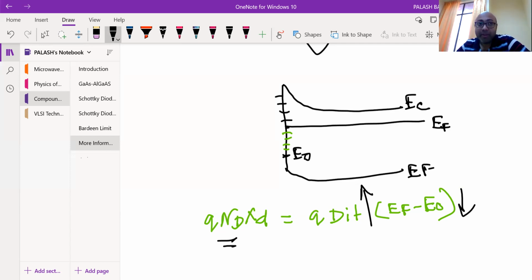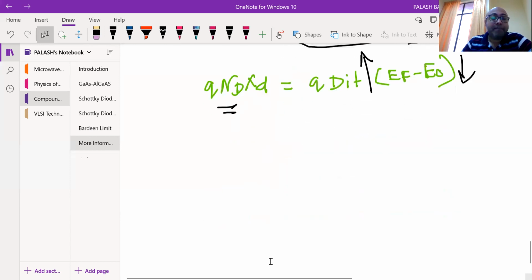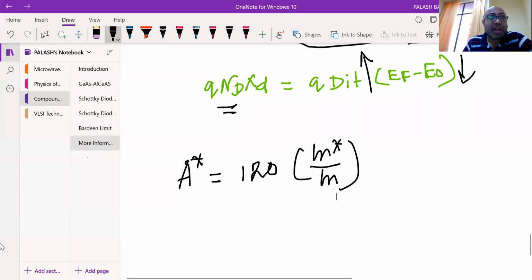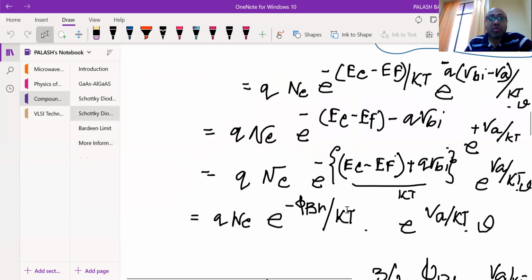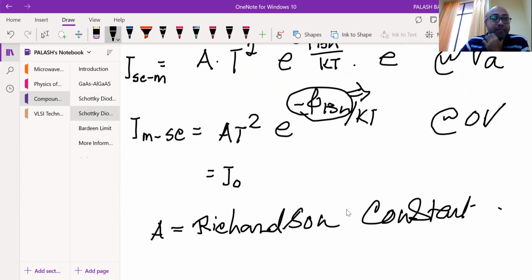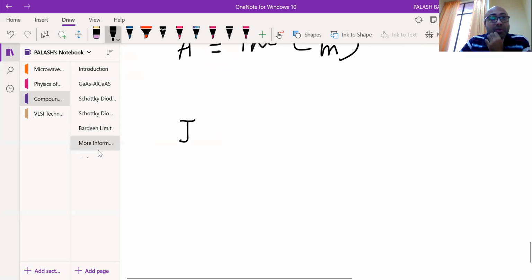There are a few things I have to tell. Remember the Richardson constant. If you do all the exercise, it is 120 times m star by m0. Look at that Schottky diode expression. What was our discussion? If you want to find J0, we need to know phi_n by kT. We need to know phi_n, right? Only then can you calculate J0.